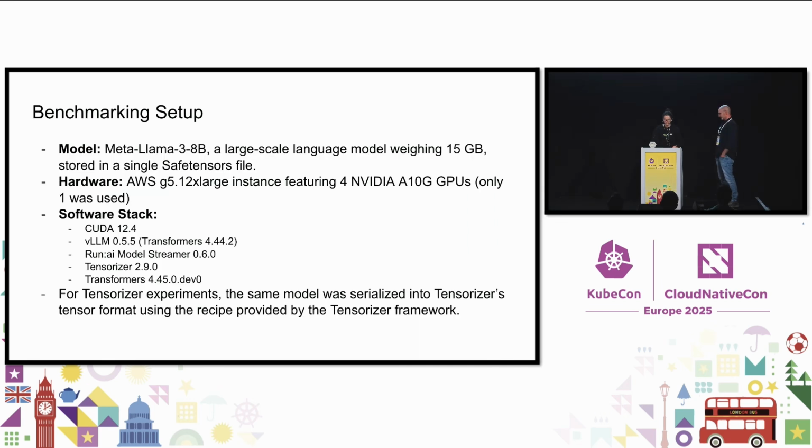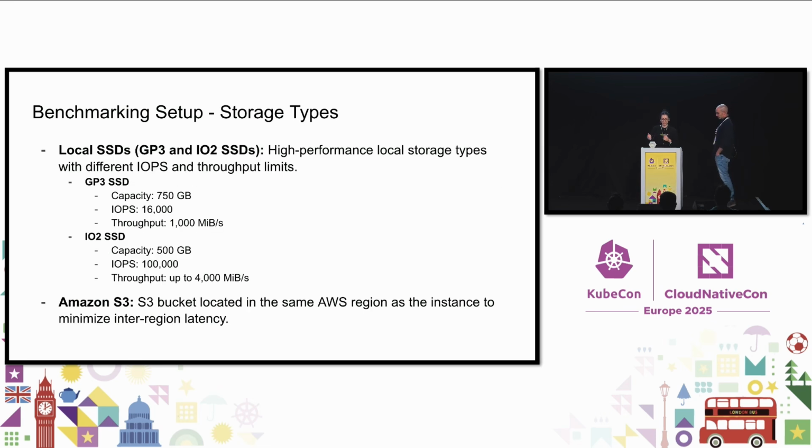And now I want to talk a bit about our benchmarkings, like how does it actually perform in practice, right? So I will not go through the whole software stack. I will leave the QR code here later on so that you can read the benchmarking white paper. But we essentially used a Meta model, Meta Llama 8 billion. It was 15 gigs, and we stored it in a single safe tensors file. As hardware, we used a single GPU, A10G, on AWS. And we chose 3 different storage types here.